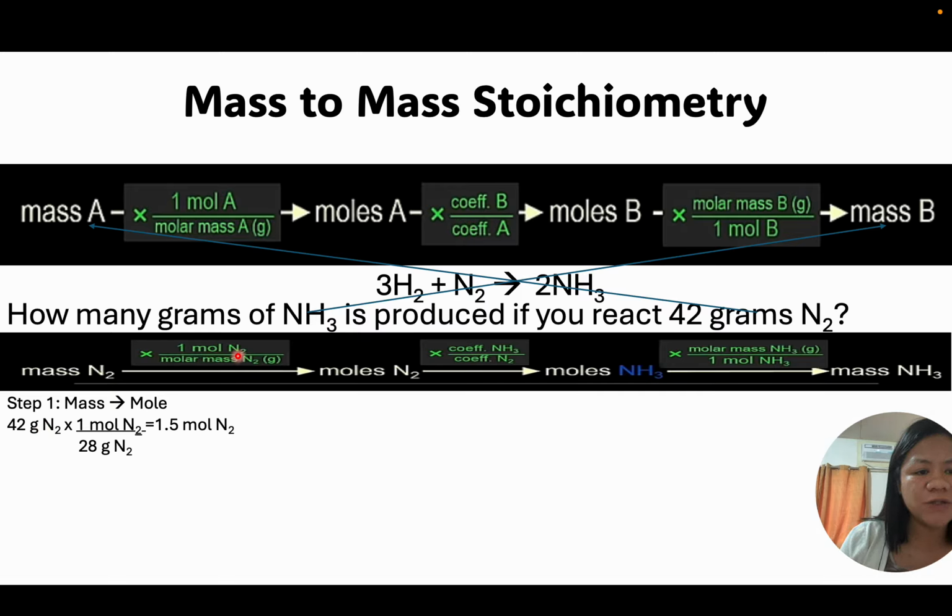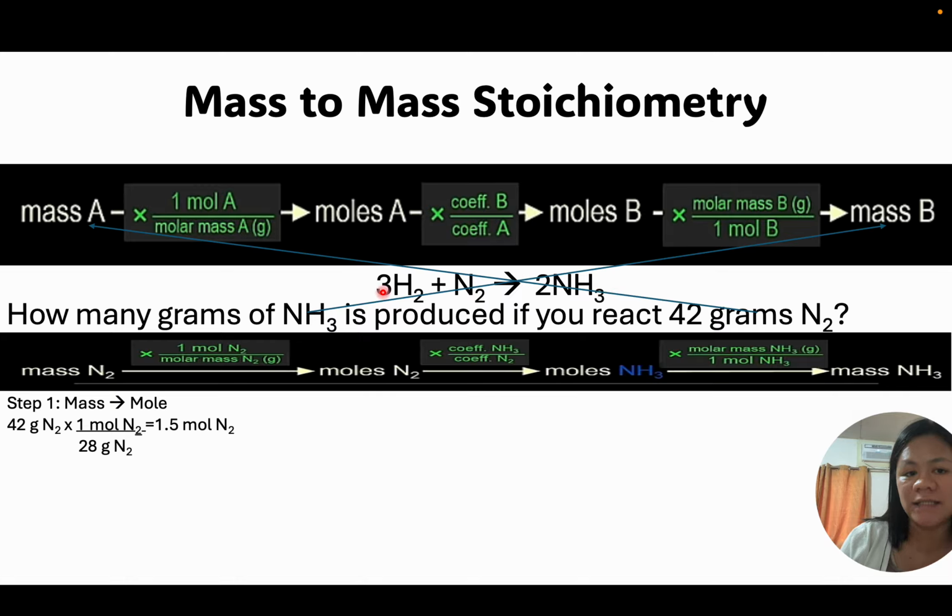So the molar mass of nitrogen is multiplied by 2 since there are 2 here, and we'll get 28 grams of nitrogen. So this will be cancelled, and our answer will be the number of moles. So the answer is 1.5 moles of nitrogen. Since we now have moles of nitrogen, we're going to deal with the balanced equation.